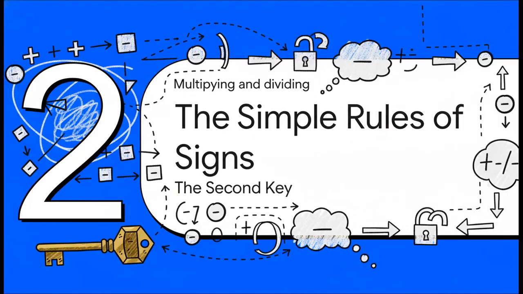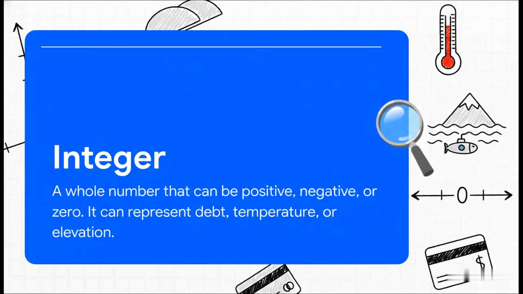Okay, so we figured out when to multiply and divide. But what happens when we start throwing negative numbers into the mix? This is the second key to our code, and trust me, it's way simpler than you might think. First, just a super quick refresher. Integers are just whole numbers. They can be positive, negative, or zero.